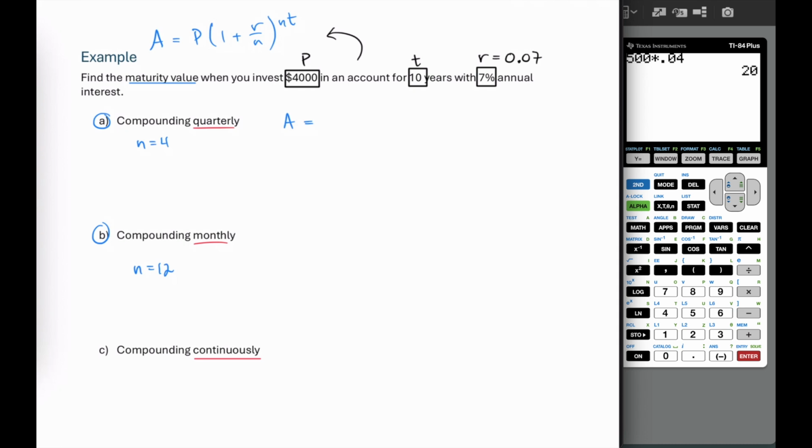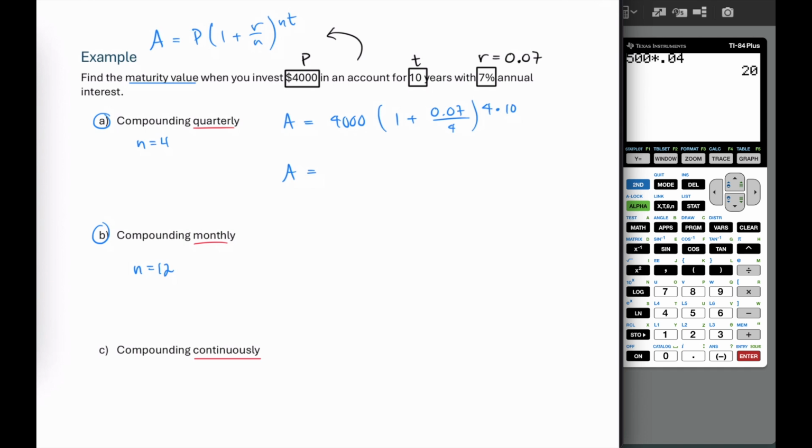Again, A is the unknown quantity, so nothing gets plugged in for A. We'll plug 4,000 in for the initial principal, and then following the formula, we have times 1 plus, plugging in 0.07 for our R, which is the annual interest rate. Then we plug in 4 for the value of N, which is the number of compounding periods in 1 year. And then we'll raise that to a power that is, again, 4 times the time in years, which was 10. So we have 4 times 10 in the exponent.